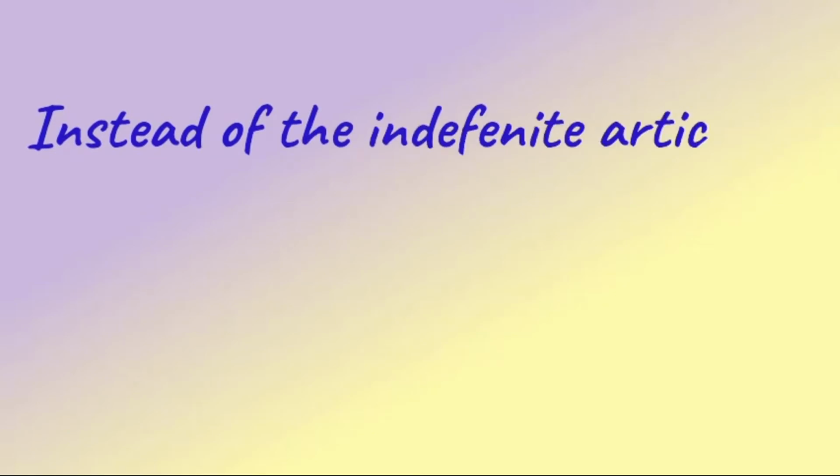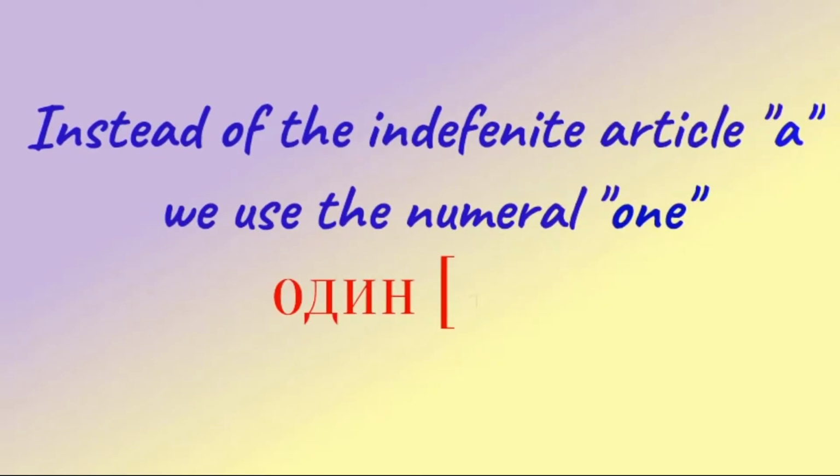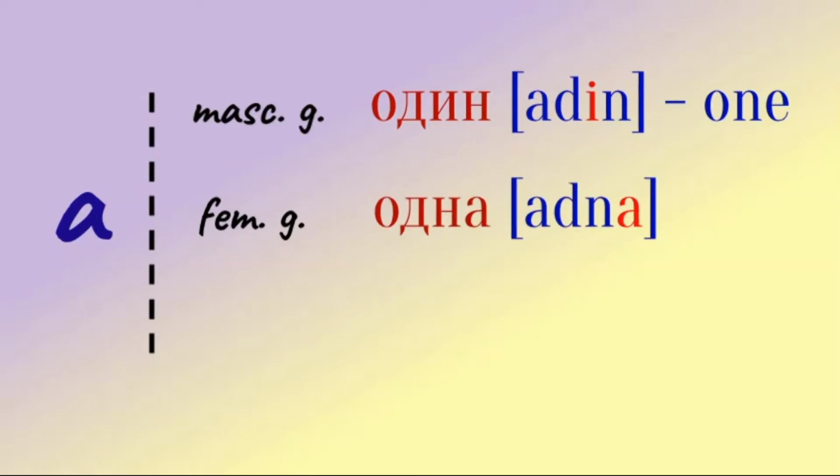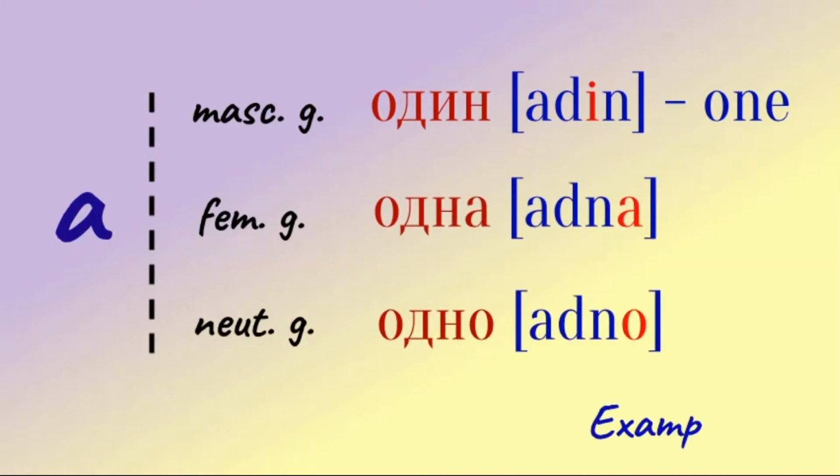Instead of the indefinite article "a", we use the numeral 1 – один. Masculine gender – один. Feminine gender – одна. Neuter gender – одно. And let's see examples.